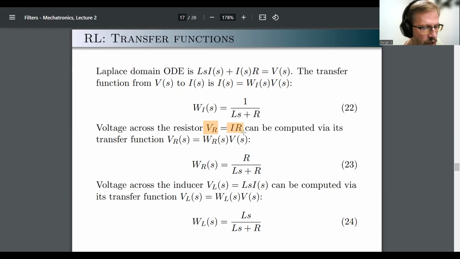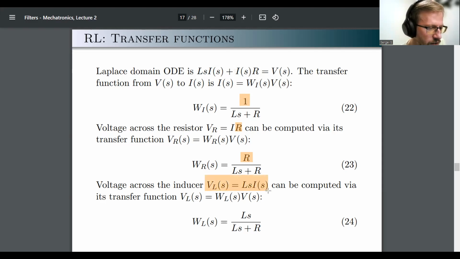Remember, V is equal to I times R. But I is equal to this guy times V. So the voltage across the resistor is just the same but multiplied by R. So the transfer function will just get R. Right? So this R will just get here, because of this relation. Okay, so that was trivial.